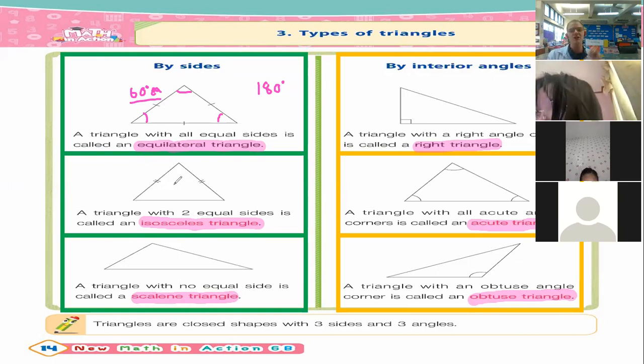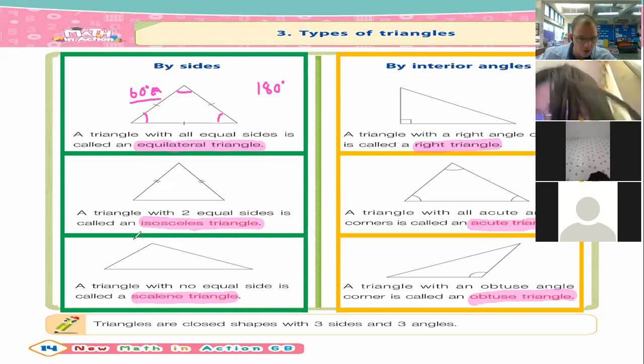Now the isosceles triangle has 2 sides which are the same length, and one side which is different. So two sides are the same length, one is different.